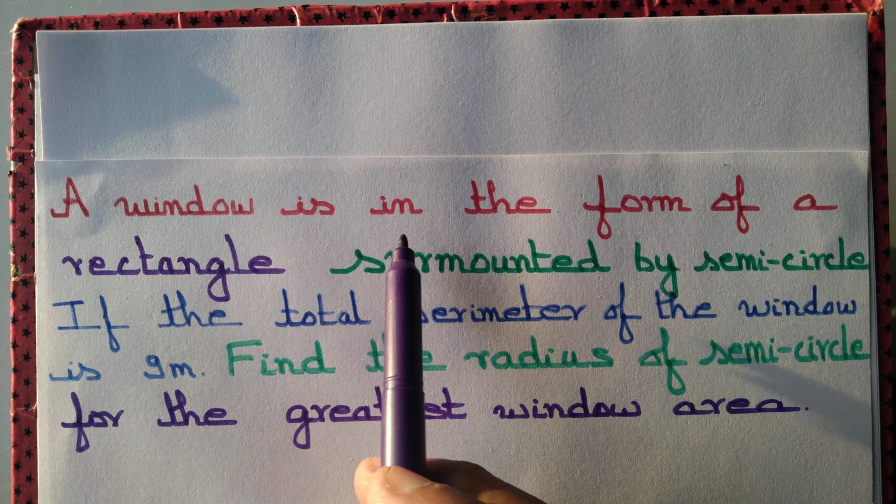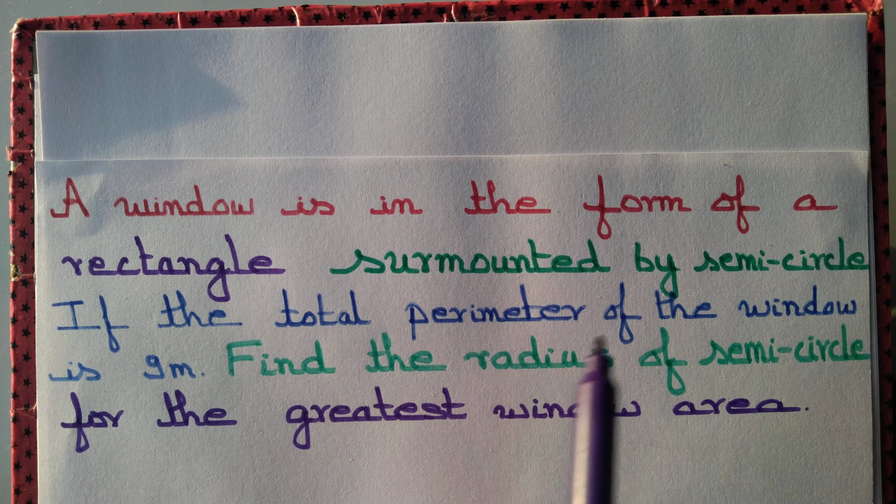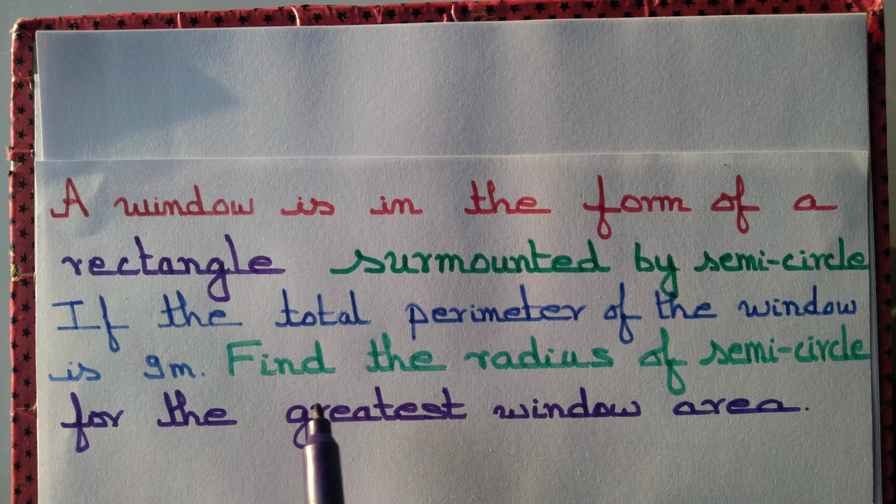A window is in the form of a rectangle surmounted by a semicircle. If the total perimeter of the window is 9 meters, can we find the radius of the semicircle for the greatest window area? Let's do this problem.